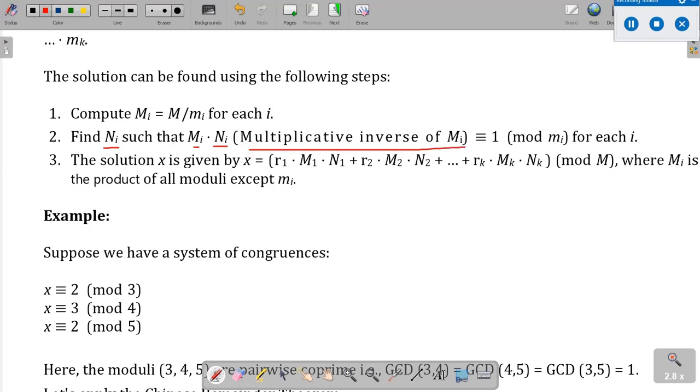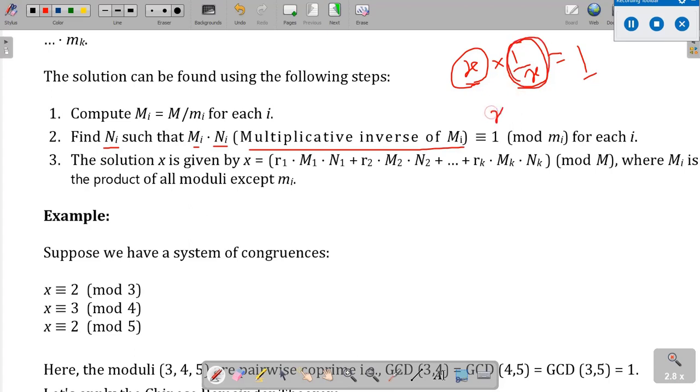the multiplicative inverse of Mi. What is a multiplicative inverse? Suppose we have a number x, then its multiplicative inverse will be 1 by x and their product must be equal to 1. x का multiplicative inverse क्या होगा? x को यदि 1 by x से मल्टीप्लाई करें तो रिजल्ट मेरा 1 होगा और इस x का मल्टीप्लिकेटिव इनवर्स होगा 1 by x.